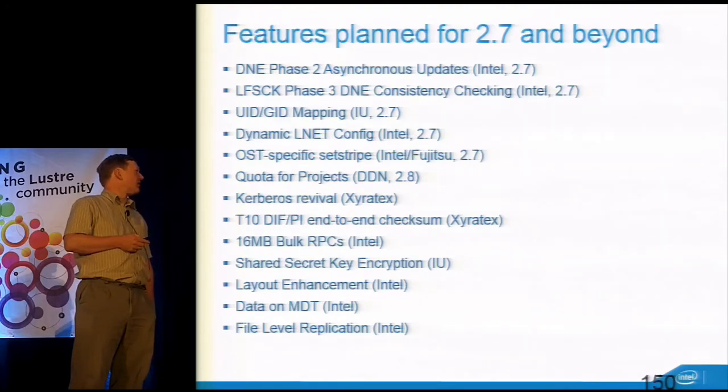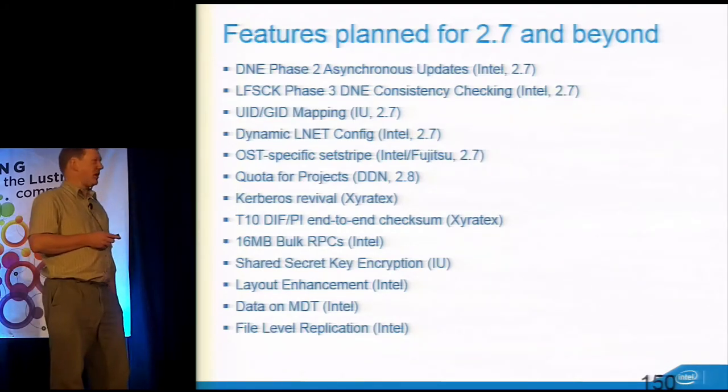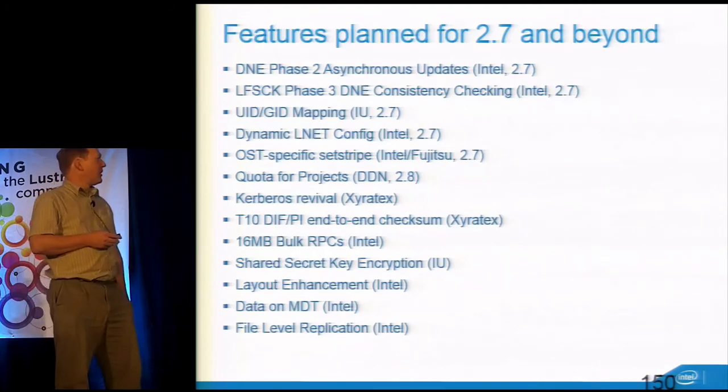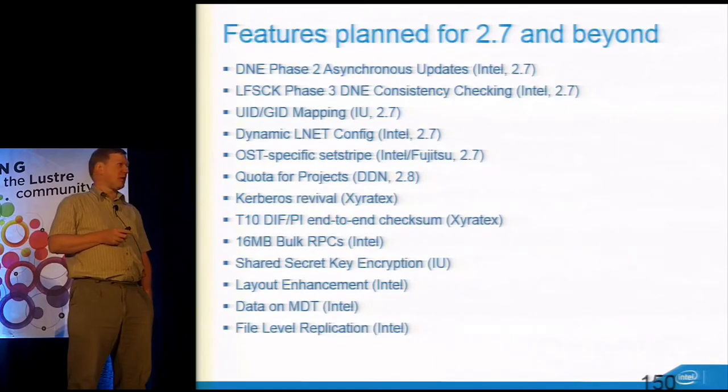So the first few are fairly clear because they're already well underway in terms of development, and the patches are mostly available or at least underway right now. The distributed namespace phase 2 is going to allow asynchronous updates across MDTs, and more importantly, it's intended to allow recovery if one MDT or some combination of clients and servers fail while they're doing these distributed updates.